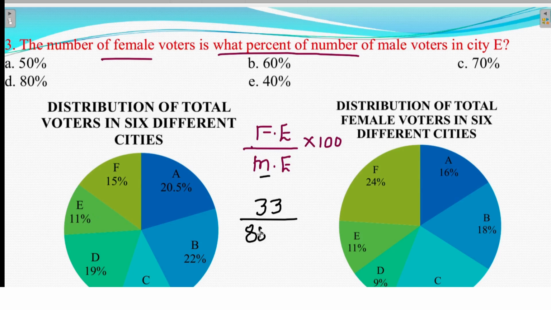From that 88, I have to remove females. Females in E department will be 33. So 33 divided by 55, that will be 3 by 5. 3 by 5 will be 60 percentage. So that will be your final answer. See, we can solve these questions in a very easy way. If you do the regular method, your answer definitely takes time. You don't need the original numbers here, guys. So I think you like this method of solving.